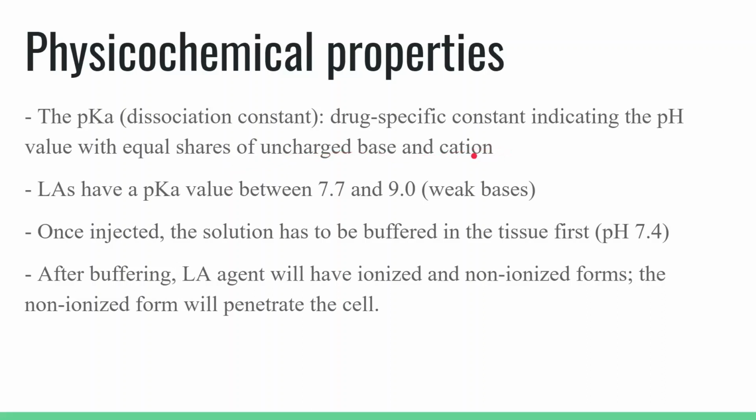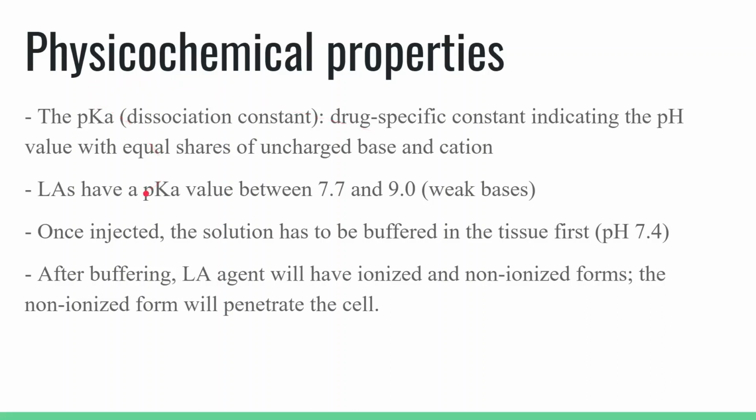So when you drop a local anesthetic into a tissue medium that has the same pH as its pKa, there's going to be equal proportions of the ionized and the unionized form, the uncharged base and the cation. For example, if the pKa is 8 and you drop it into a medium that has a pH of 8, there's going to be 50% ionized form and 50% unionized form.